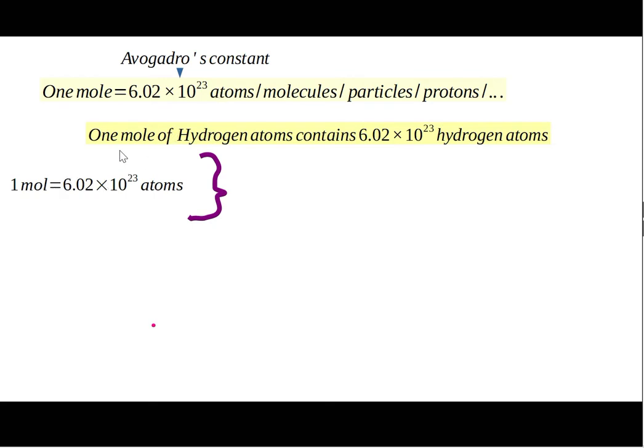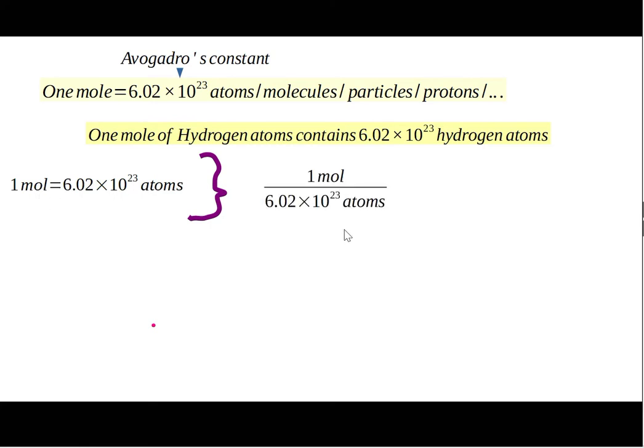So if I say 1 mole of hydrogen atoms contains 6.02 times 10 raised to 23 hydrogen atoms, a mole contains this amount of atoms. It could be particles, it can be molecules. Yes. Now let's look here. So the whole thing is 1 mole is equal to 6.02 times 10 raised to 23 atoms.